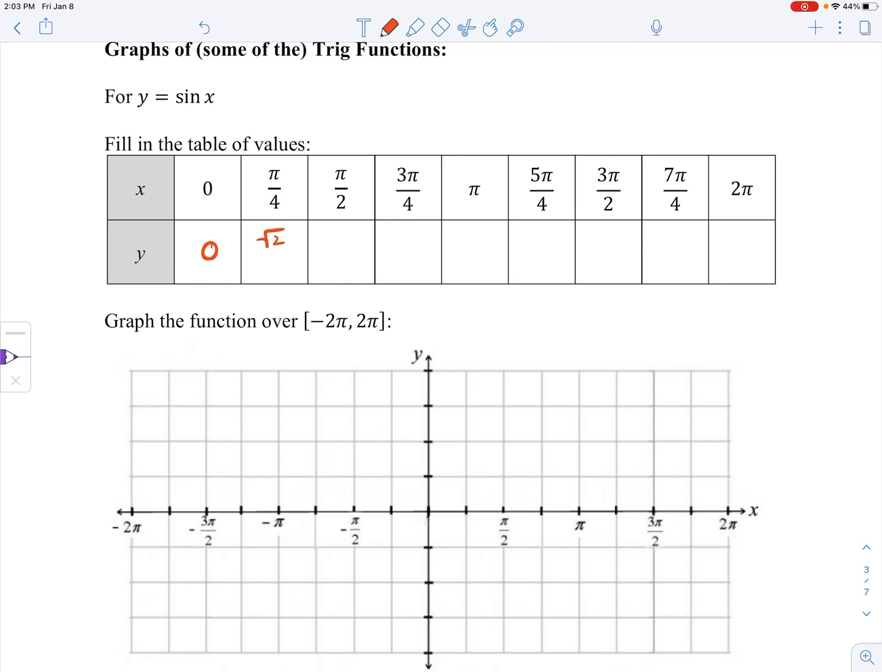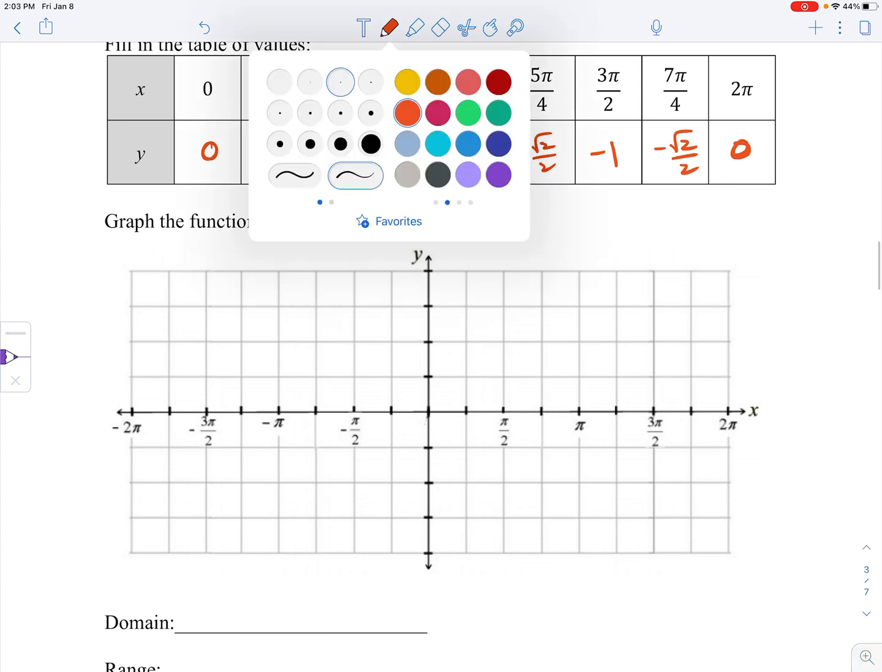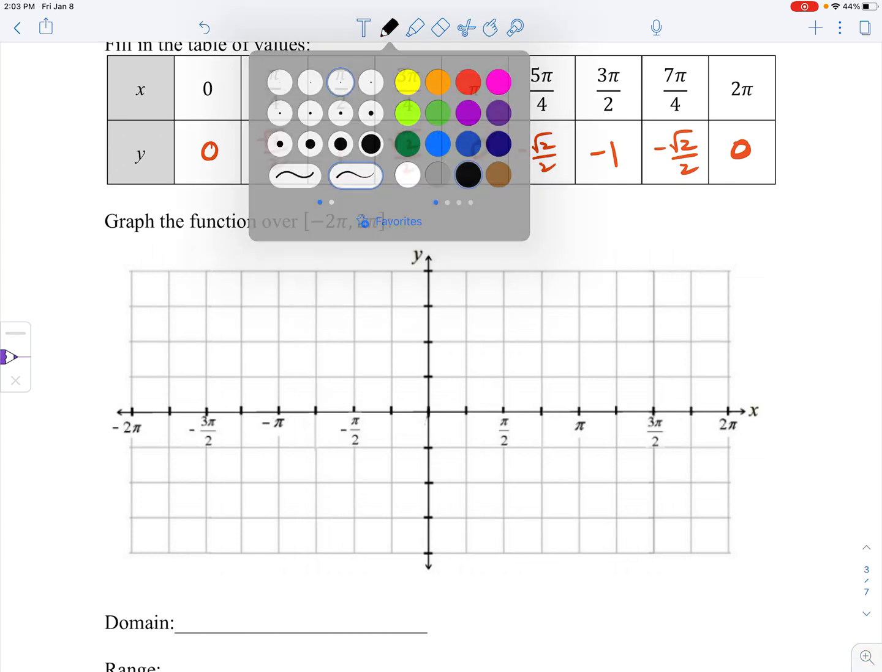Sine of 0 is 0. Sine of pi over 4 is root 2 over 2. Sine of pi over 2 is 1. Sine of 3 pi over 4 is root 2 over 2. Sine of pi is 0. Sine of 5 pi over 4 is negative root 2 over 2. Sine of 3 pi over 2 is negative 1. Negative root 2 over 2, 0.